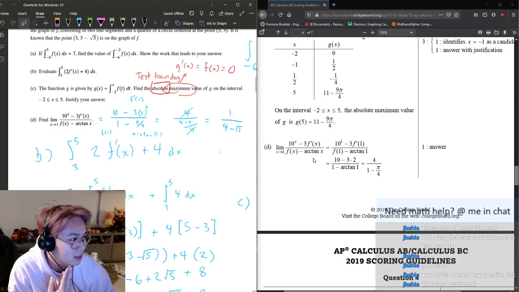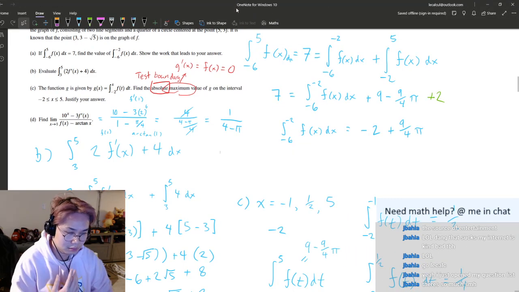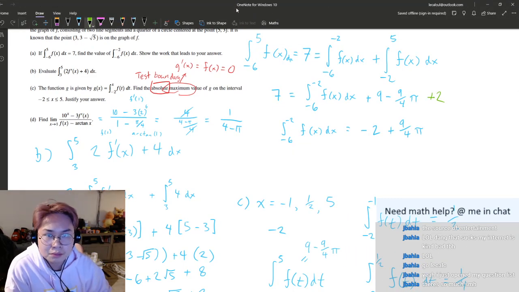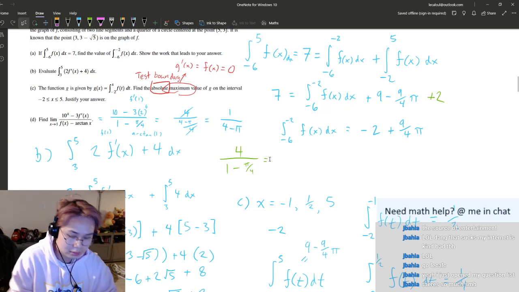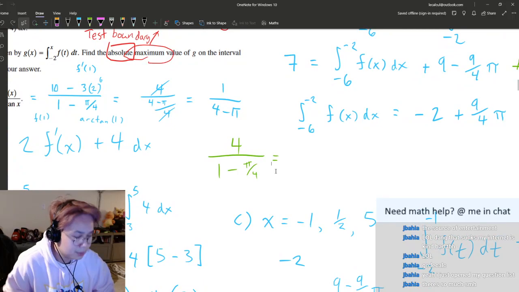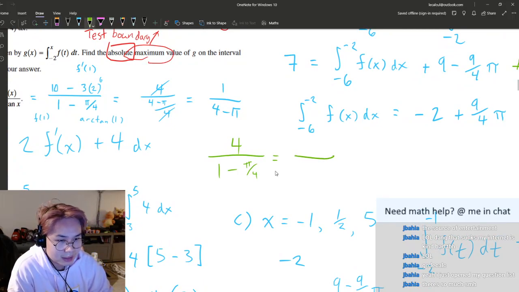Are these equivalent? Hold on. So this is their answer. And are these two, my answer and theirs, equivalent? I feel like they are, but they might not be. Hold on. Let's just try to make this look nice. I'm going to add these together.